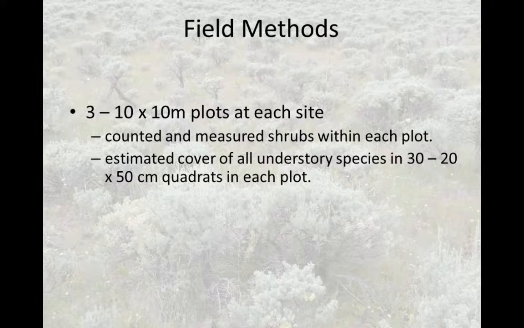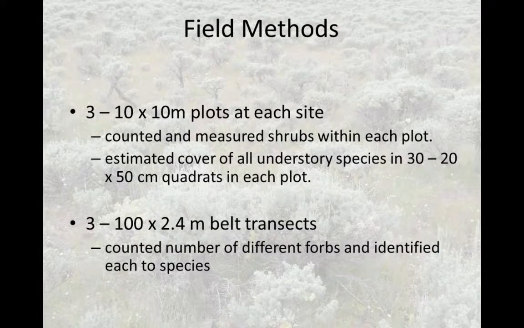At each site we sampled 3 10 by 10 meter plots. We counted and measured all the shrubs, and then for the understory, we located 30 20 by 50 centimeter quadrats in each of these 10 by 10s. So we got 100 square meters, and we're sampling 3 square meters of it for the understory. That gets us a reasonable estimate of the grasses. Counting all the shrubs in a 10 by 10 gets us a pretty reasonable estimate of the shrubs, of big sagebrush, which is important, and a pretty lousy estimate of which forbs are there and how important they are.